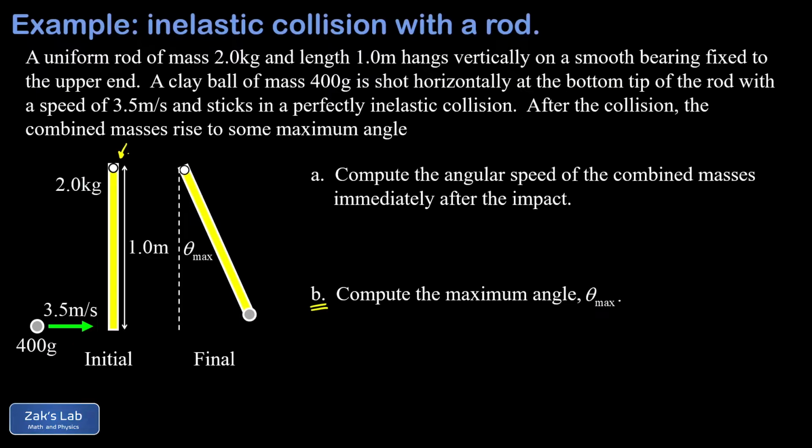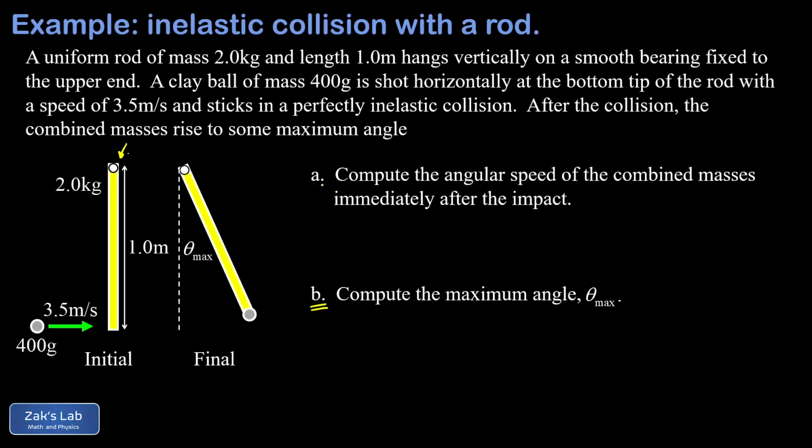Now, once that's over, we're going to switch to talking about energy conservation. Immediately after the impact, we have some amount of rotational kinetic energy, and then this is smoothly transformed into gravitational potential energy as the combined masses rise to that maximum angle. Even the potential energy calculation itself is somewhat complicated because we have a rigid body involved. The gravitational potential energy of the point mass is pretty straightforward. But for the actual rod, we're going to have to track the height of the center of mass of the rod in order to figure out its gravitational potential energy.